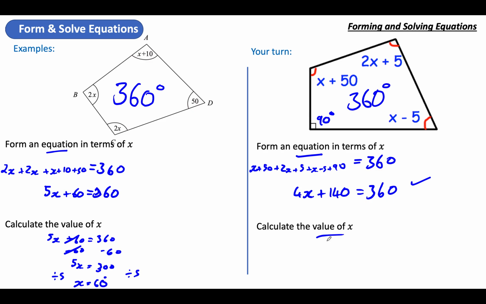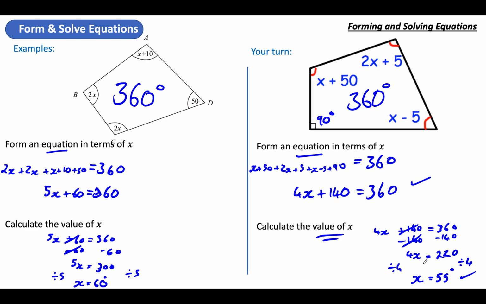Then, calculate the value of x. So let's rewrite it down here. 4x plus 140 equals 360. Take away the 140 from both sides. So 4x equals 220. And then we don't want 4x's, we only want one of them, so split it into 4. Divide by that number touching the letter. And the answer is 55 degrees. Okay, nice big tick.